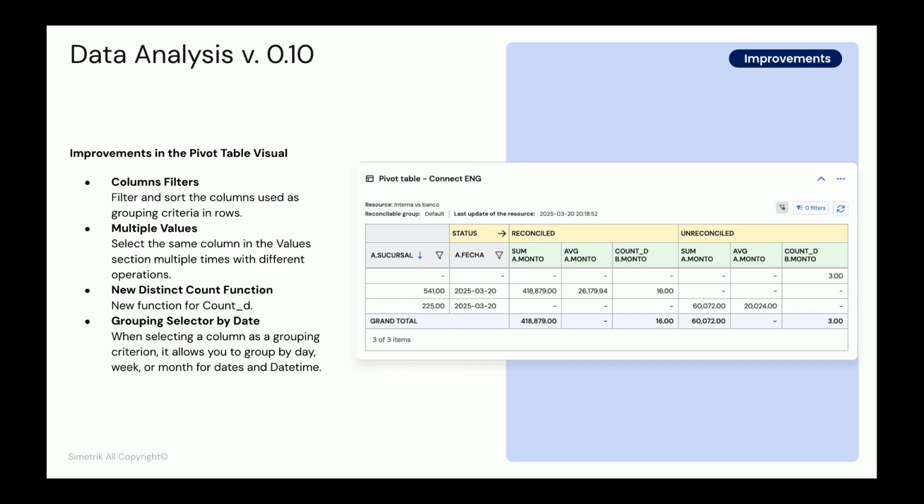The final improvement is to make configuration much simpler. When you select a grouping criterion, whether in rows or columns, you'll be able to group date or date and time columns by days, weeks, or months. This makes it much easier to analyze the data and adapt it to your needs.